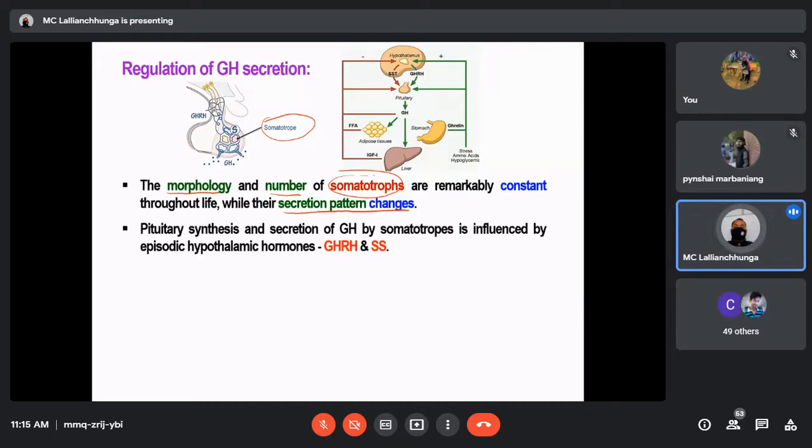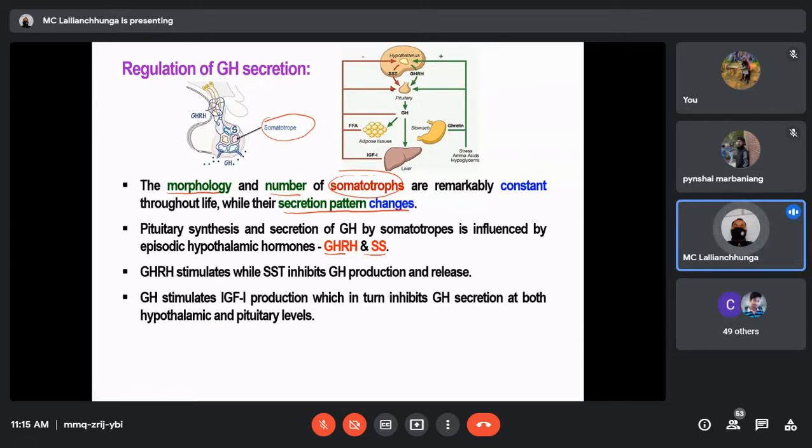Pituitary synthesis and secretion of growth hormone by somatotropes is influenced by the episodic hypothalamic hormones that you already know here in this diagram. One is GHRH, which has a positive effect on growth hormone secretion. Another one is somatostatin, which is inhibiting growth hormone secretion. I've already told you this, so there is no need of repeating it. And you also know that the main function of growth hormone is through synthesis of IGF-1 by the liver, and then IGF-1 will also be released.